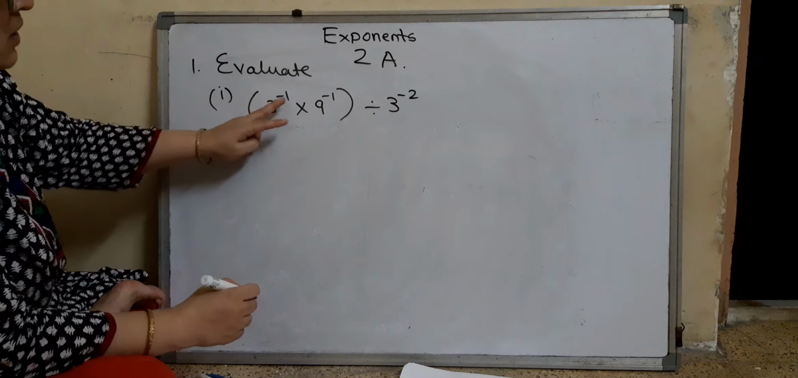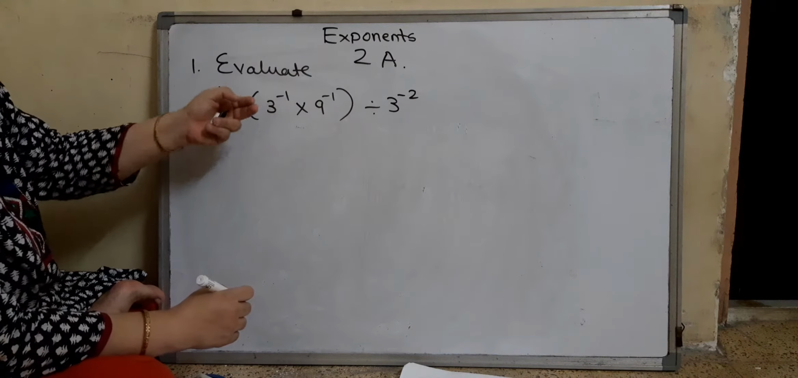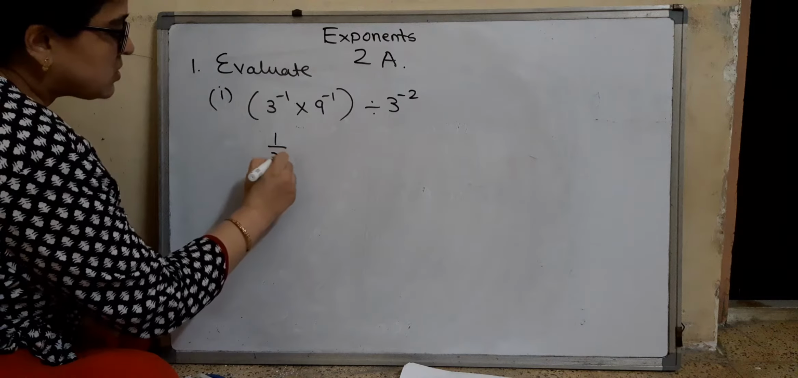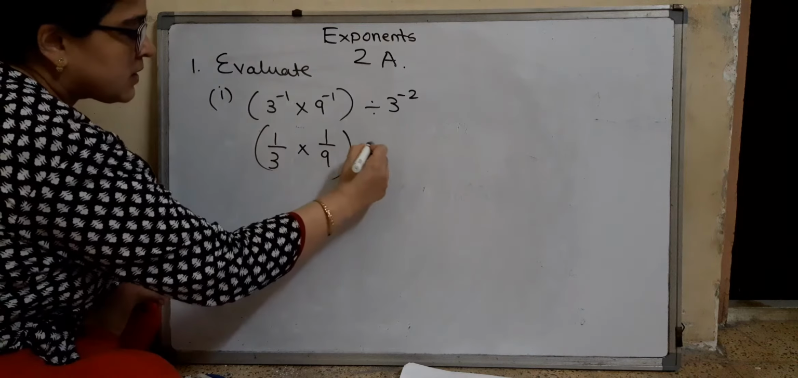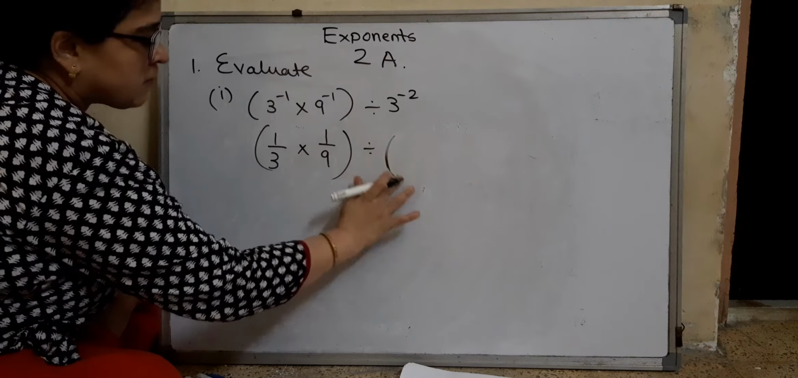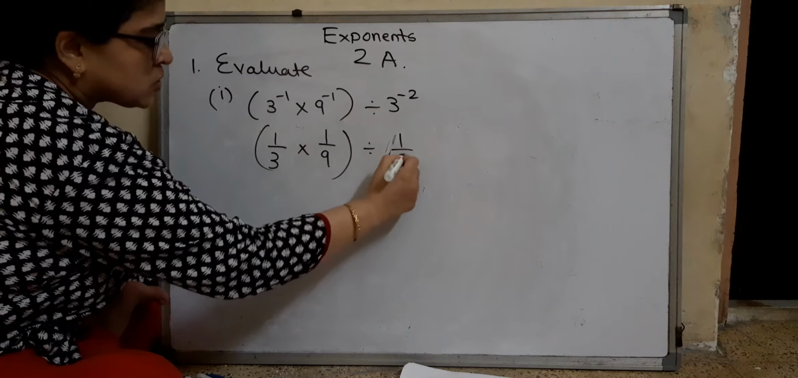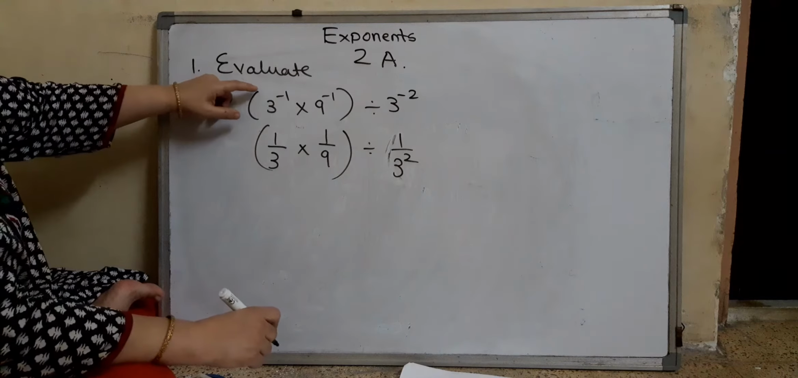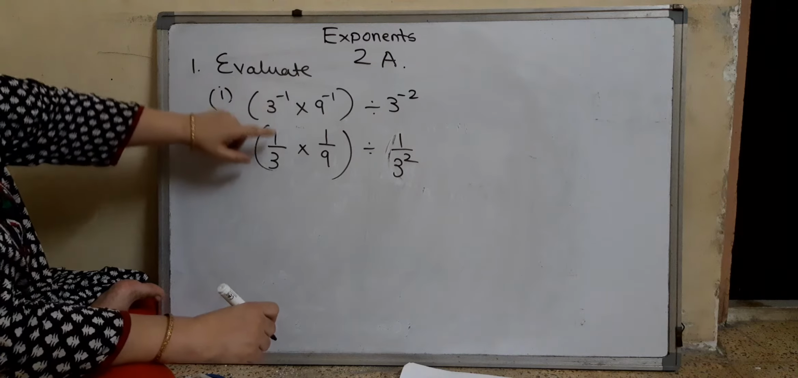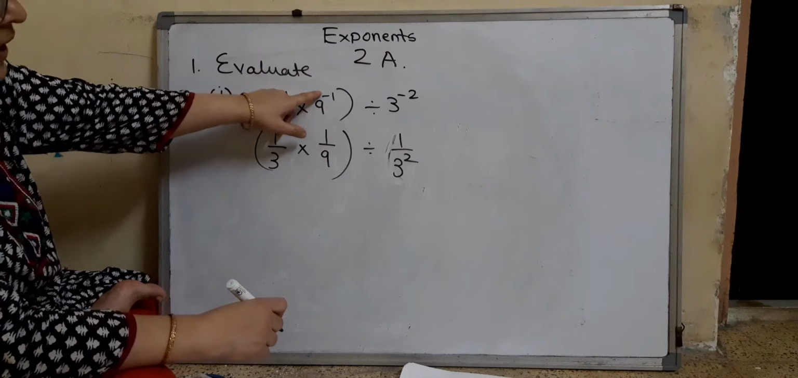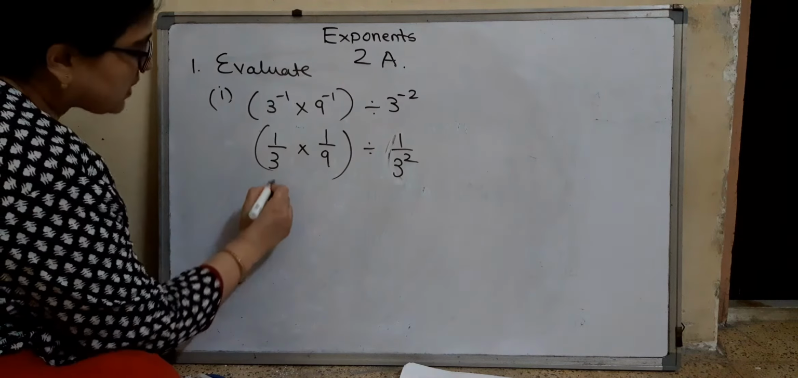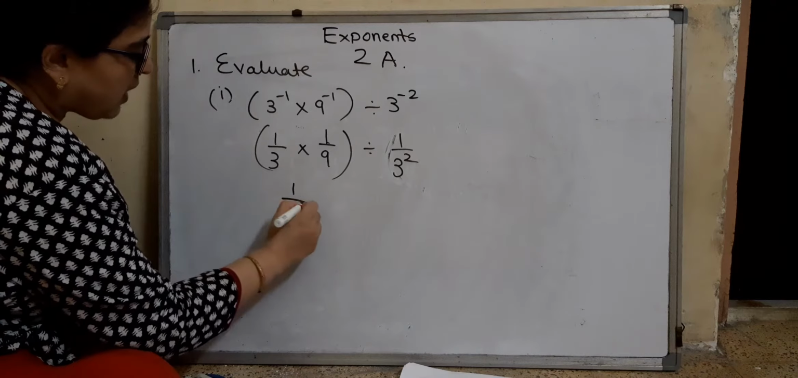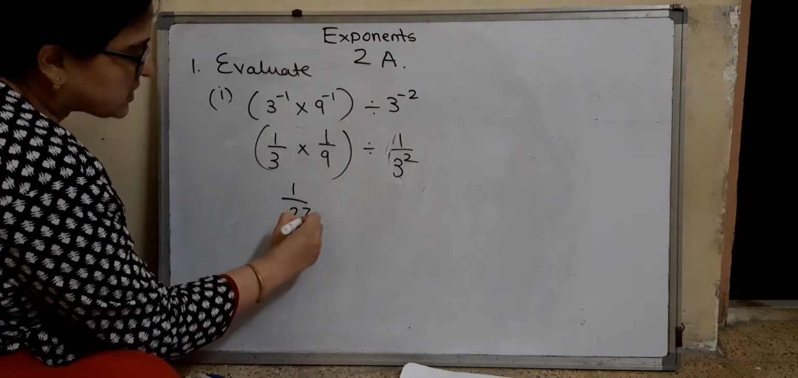Now here look, this is the negative power. So first of all we have to do the reciprocal: 3 raised to 1 upon 9 divided by 1 upon 3 raised to 2. Whenever we do the reciprocal, the negative power will become positive. Here also minus 1 becomes 1, and minus 2 becomes plus 2. Now 1 ones are 1, upon 9 threes are 27.